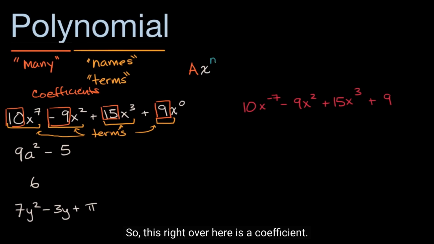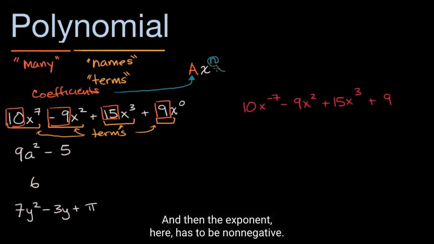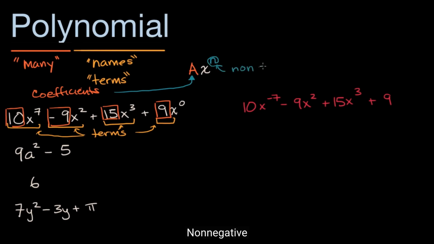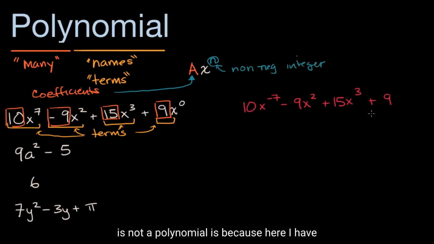So this right over here is a coefficient. It can be, if we're dealing, well, I don't want to get too technical. It could be a positive, negative number. It could be any real number. We have our variable. And then the exponent here has to be a non-negative integer. So the reason why what I wrote in red is not a polynomial is because here I have an exponent that is a negative integer.